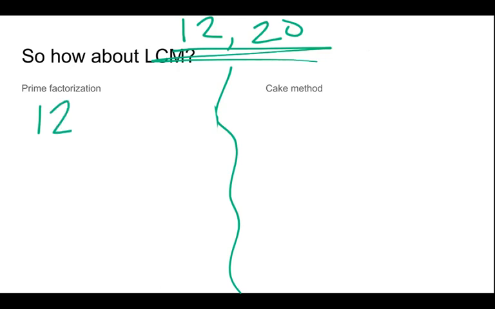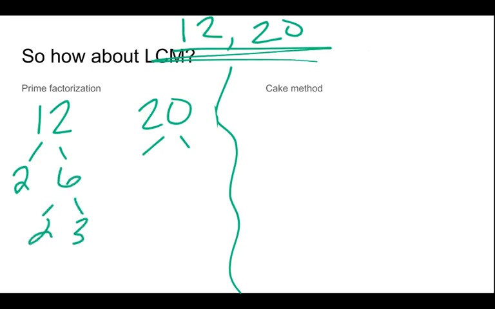So what I could do now is prime factorize. We're going to break it down into factors. So 12 breaks down into 2 and 6. 6 is not prime, so I'm going to break that down into 2 and 3. 20 can break down into 2 and 10. 10 breaks down into 2 and 5. Those are all prime.